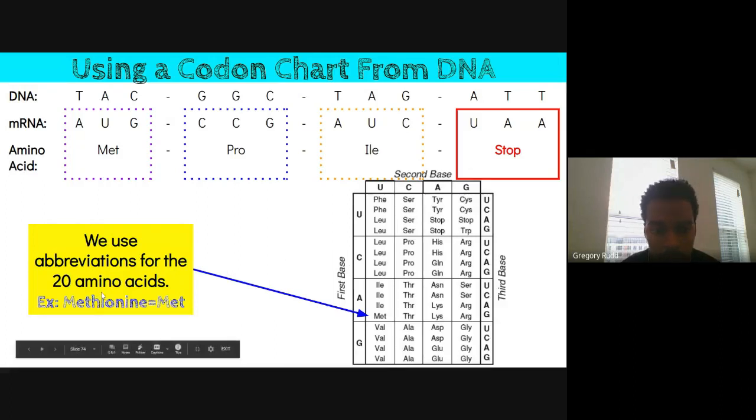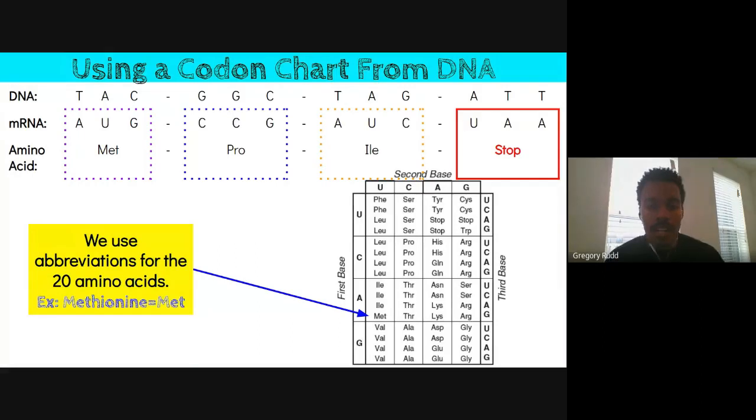So obviously we're using abbreviations for these amino acids. It's fine if you use the abbreviation. Sometimes you'll see them as just one letter. We won't really introduce that here. You don't need to memorize the amino acids. You don't need to memorize the chart. You just need to know how to read it.